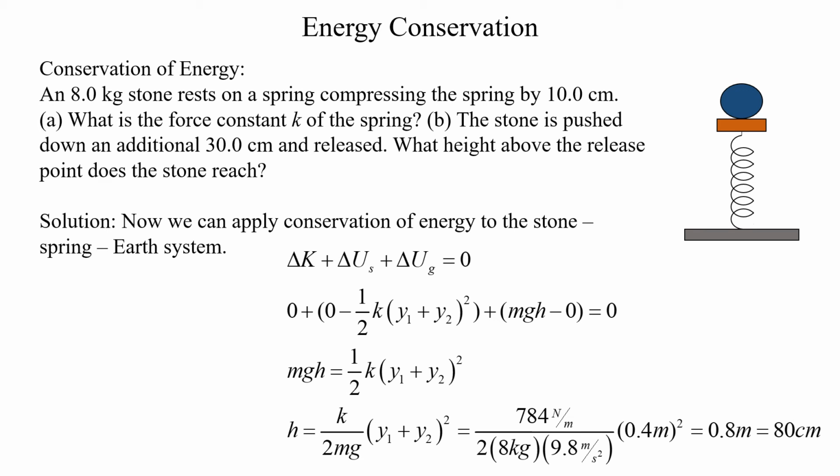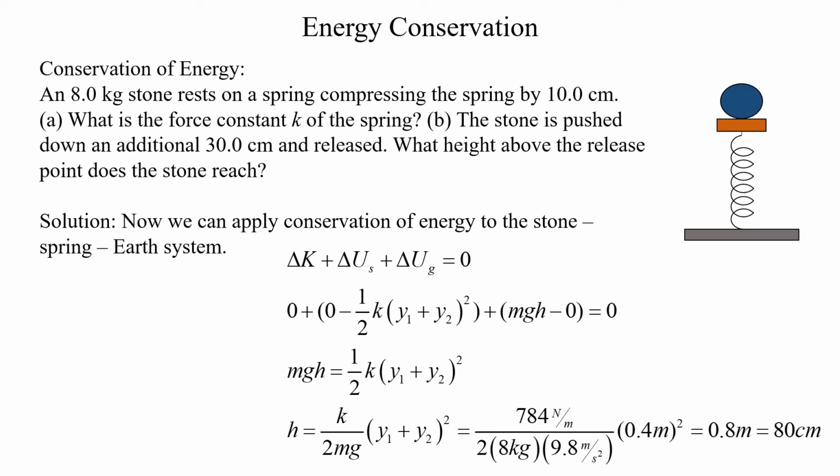So the change in kinetic energy we can just write as 0. We don't need to worry about the kinetic energy in between. We're only concerned with our initial condition and our final condition. So initially, we have some spring potential energy. Once the stone is in the air, the spring is no longer compressed, so there's no spring potential energy.